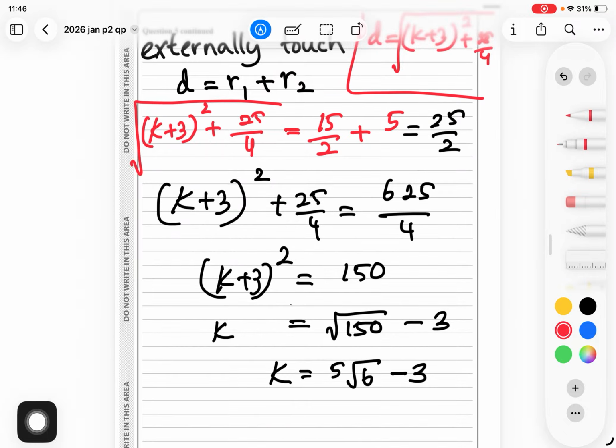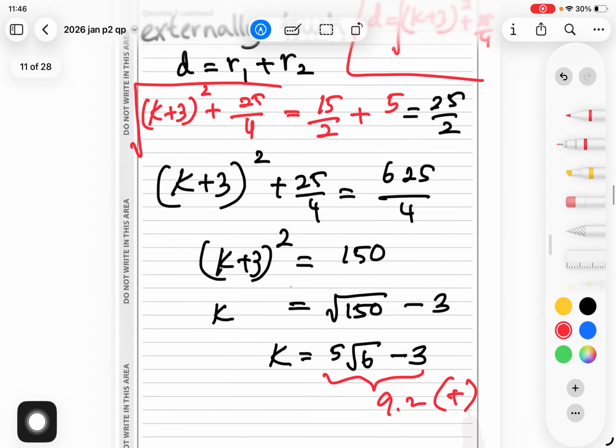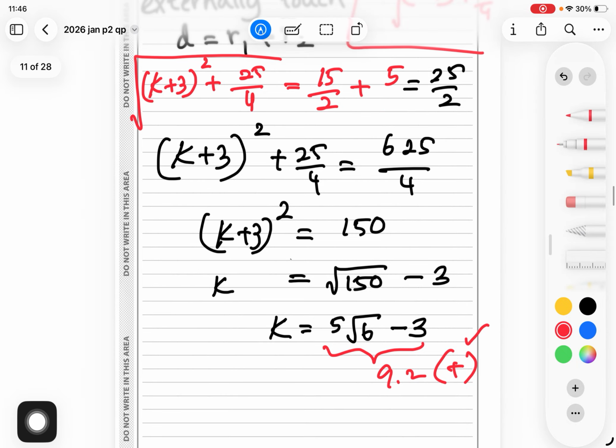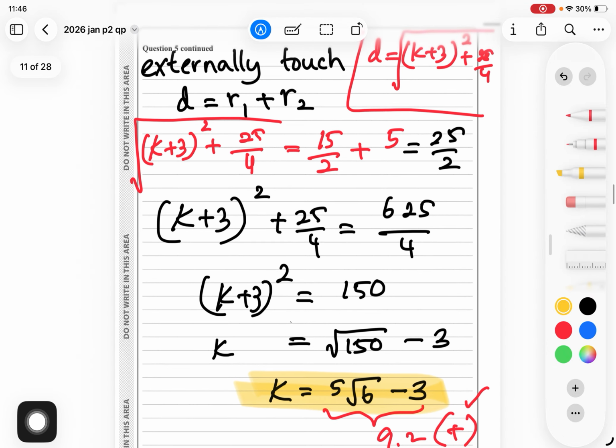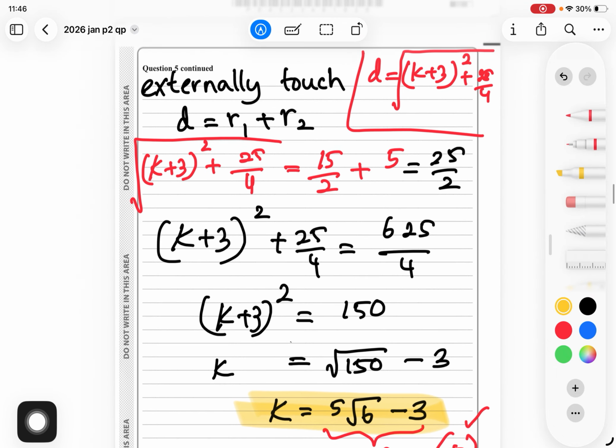Just to check, I'm going to check this number. This is somewhere around 9 something. So yeah, we are good. This is positive, so this can be an answer. So k can be this value. It's an acceptable answer. Okay, now we're going to check when the circles touch internally.